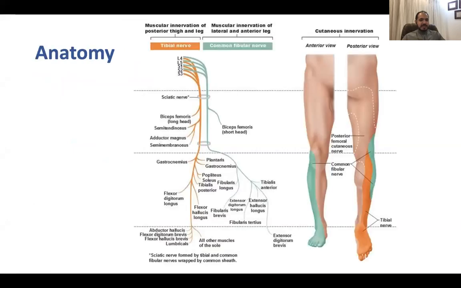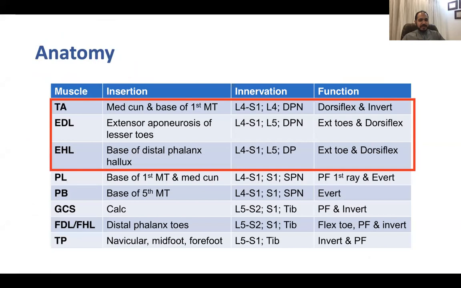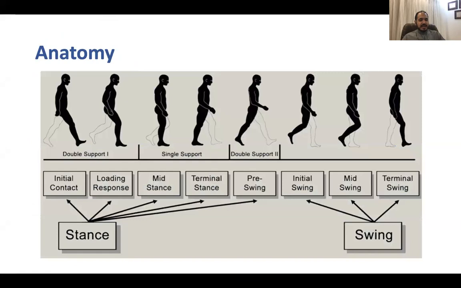So as mentioned, tibialis anterior or ankle extensors are controlled or innervated by L4 to S1. And we mostly see them in spine-related injuries, in L4, L5 injuries. And ankle extension is mainly controlled by tibialis anterior, extensor digitorum longus, and extensor hallucis longus. And it affects our gait in a sense that it helps us to clear our foot during swing phase and optimize the heel strike to avoid slapping the foot.